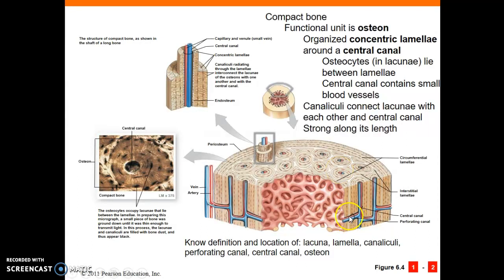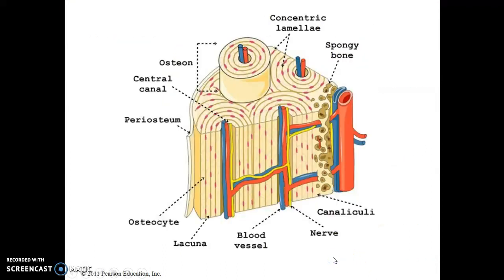A perforating canal takes the blood vessels horizontally till it hits an osteon and then moves vertically up the central canal. And the osteon is the structural and functional unit of bone. Here would be the medullary cavity, and inside the medullary cavity is a good blood supply, and it is surrounded by spongy bone.